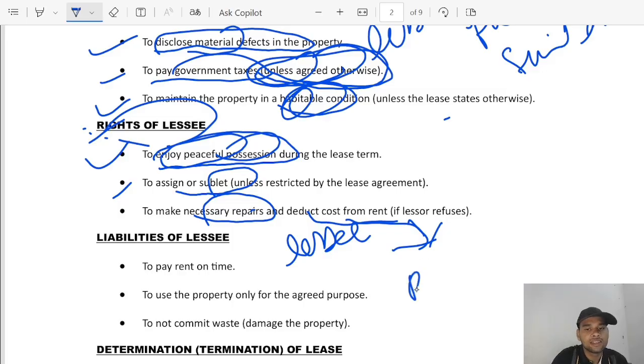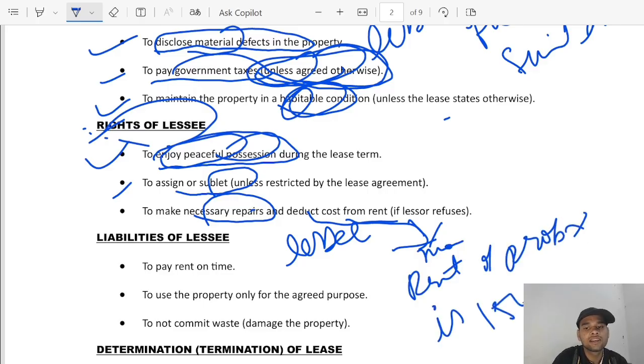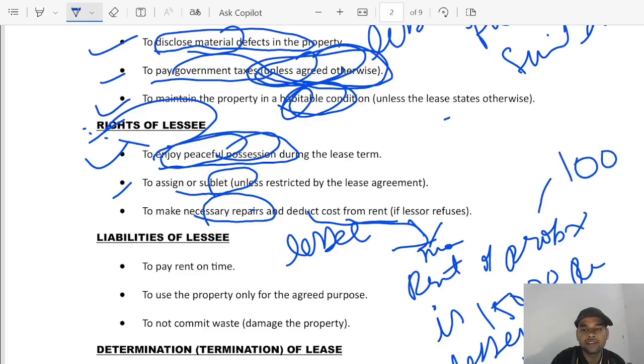For example, the monthly rent of property X is 15,000 rupees. The lessee spent 5,000 rupees in repair. Then the lessee only has to give 10,000 rupees to the lessor, and can deduct 5,000 as the cost for the repair.